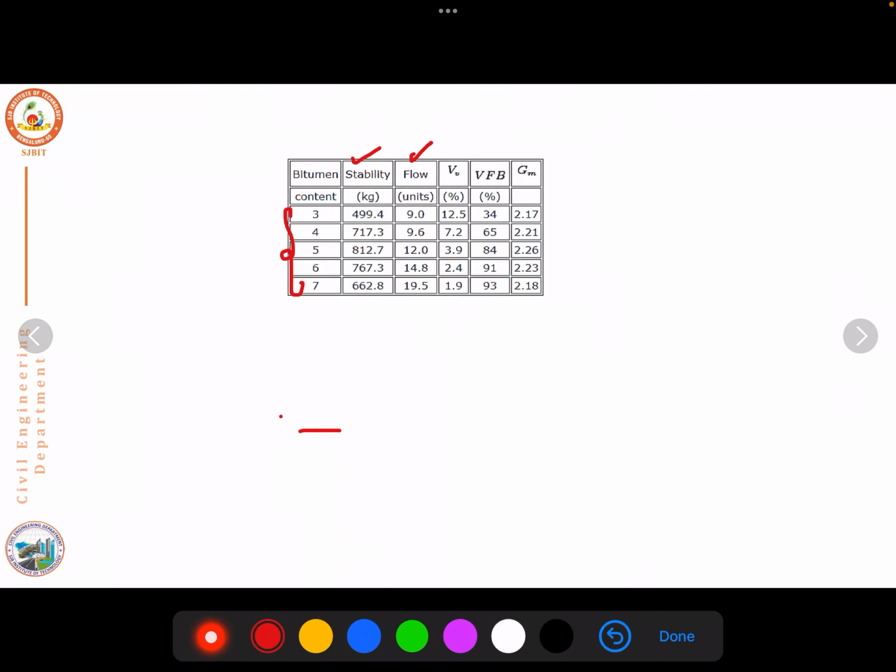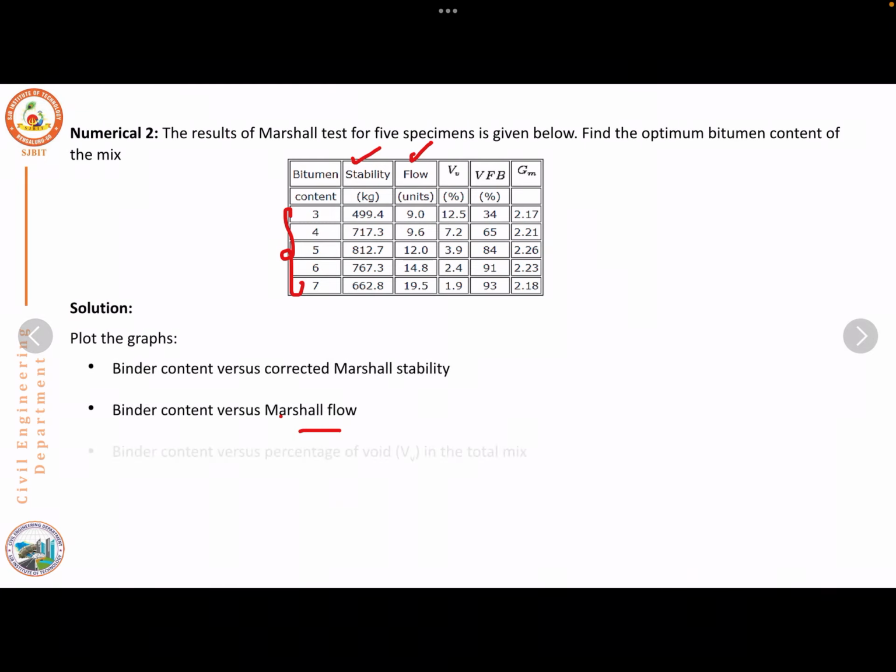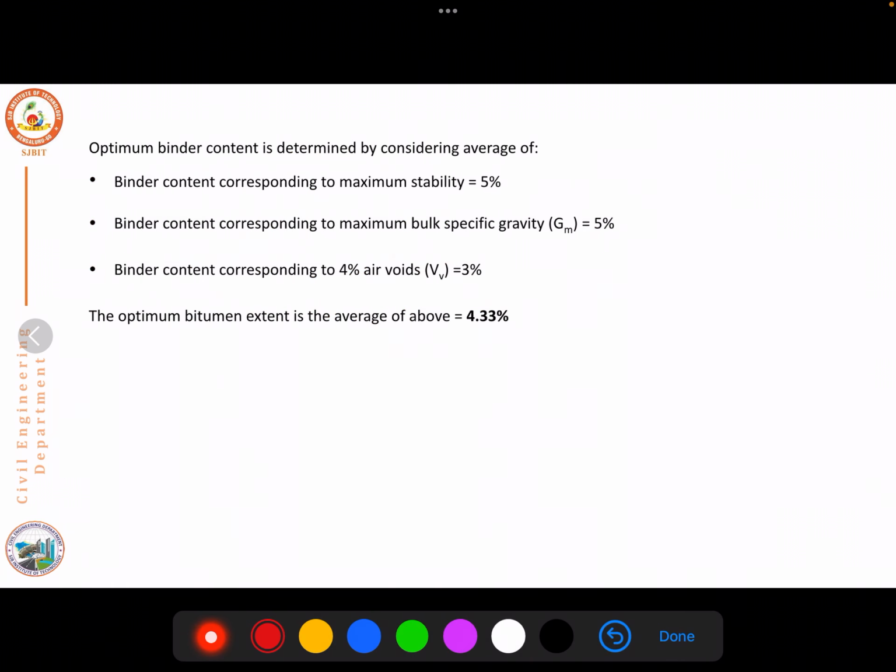For the previous example, similar graphs need to be established, and from the graphs it was determined that the binder content corresponding to the maximum stability was 5%, the binder content corresponding to the maximum bulk specific gravity is 5%, and that corresponding to 4% air voids is 3%. Taking the average of all three, we determine the optimum binder content as 4.33%. This is how we can estimate the optimum binder content required in bituminous mixes, and it is very essential to do the mix design.